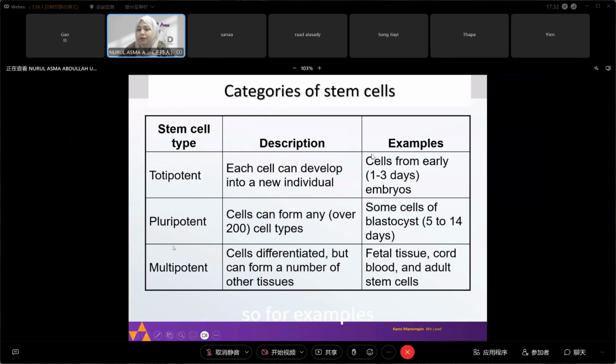So for example, we can isolate multipotent stem cells from fetal tissue, from the bone marrow, and from the cord blood. The cord blood is what you have when the baby is born. And also adult stem cells can be isolated from the blood, even from the saliva as well. You can isolate the stem cells.